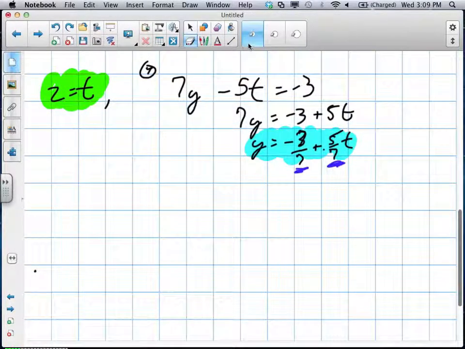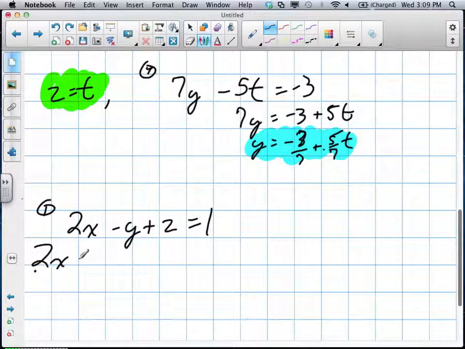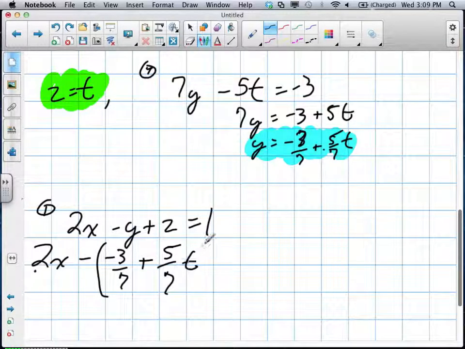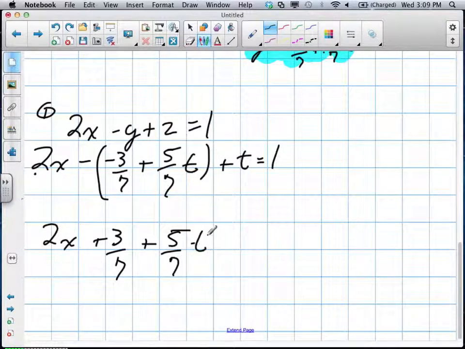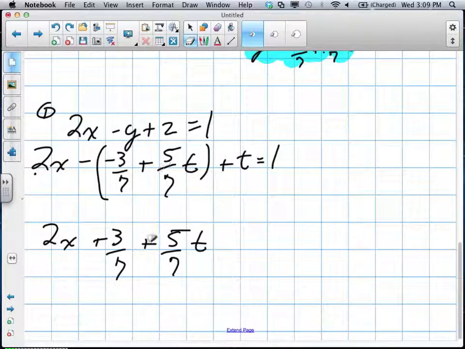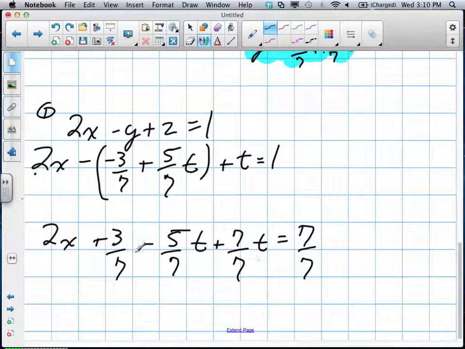So now that we've done that, we plug it into equation 1. Equation 1 reads 2x minus y plus z equals 1. You take the parameters, 2x minus -3/7 plus 5/7t plus t equals 1. We're going to change these to fraction form when I bring the negative in. It'll still say 2x, but we're going to say plus 3 over 7 minus 5 over 7t. This will become 7 over 7t, just so we can work with it. And I'm going to turn this number to 7 over 7 also, so we can actually do something with these fractions. When we combine the t's, we'll get 2 over 7.